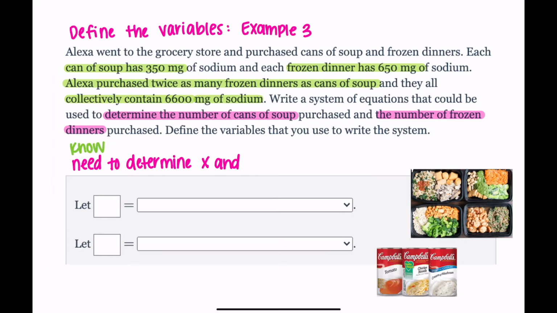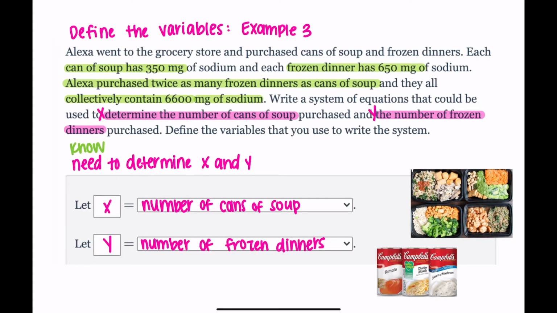So X is going to be the number of cans of soup, Y is going to be the number of frozen dinners. So I'm again going to use X and Y as the variables. So X will be the number of cans of soup, and Y will be the number of frozen dinners. Now we're going to do some examples where we actually find the variables, but then use the variables to write two equations.